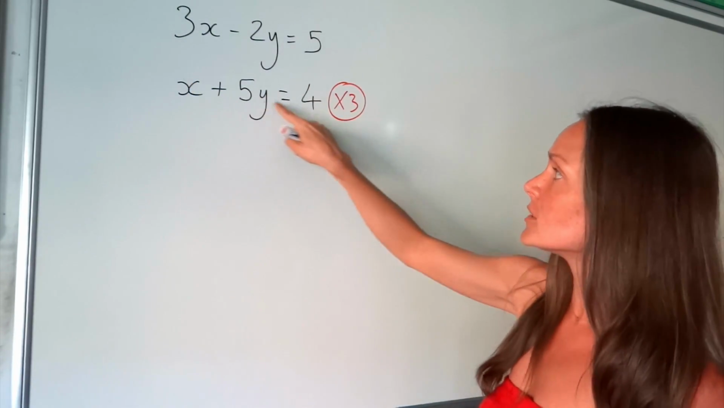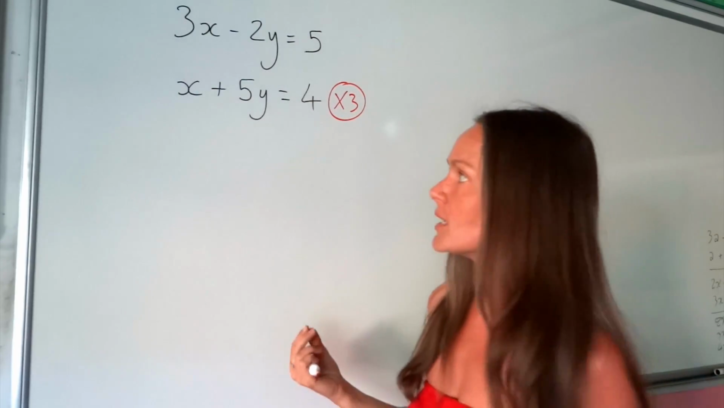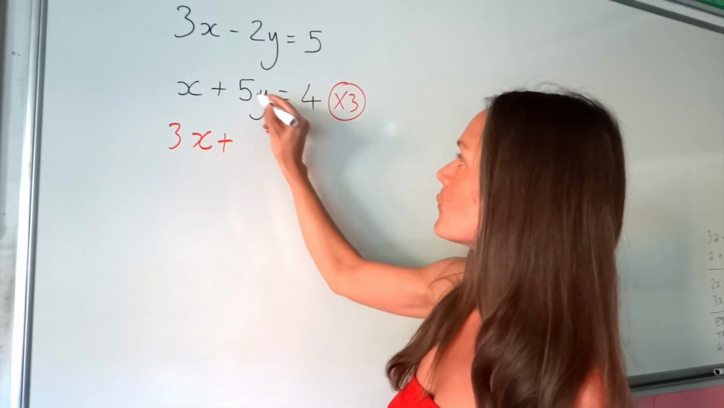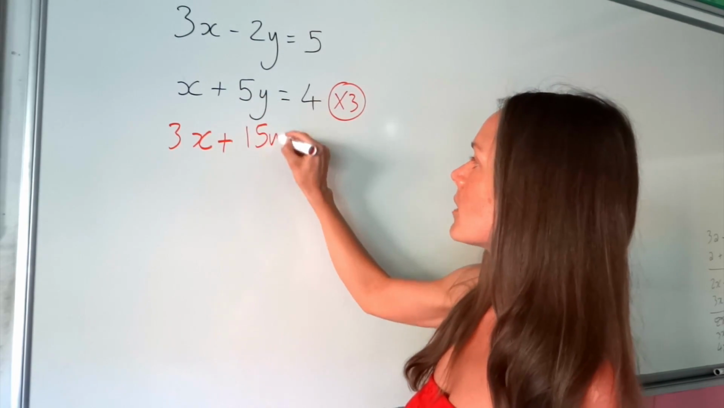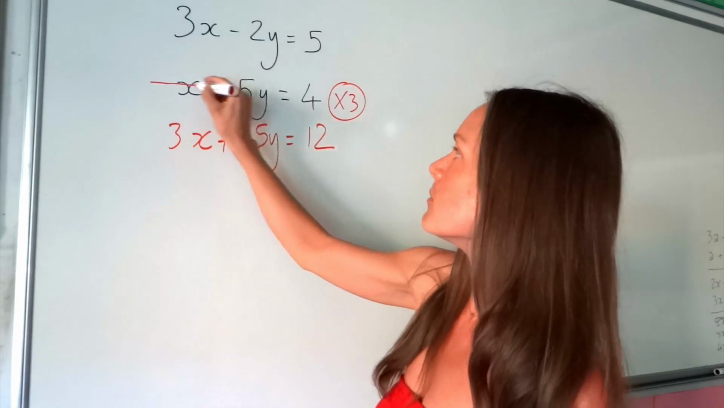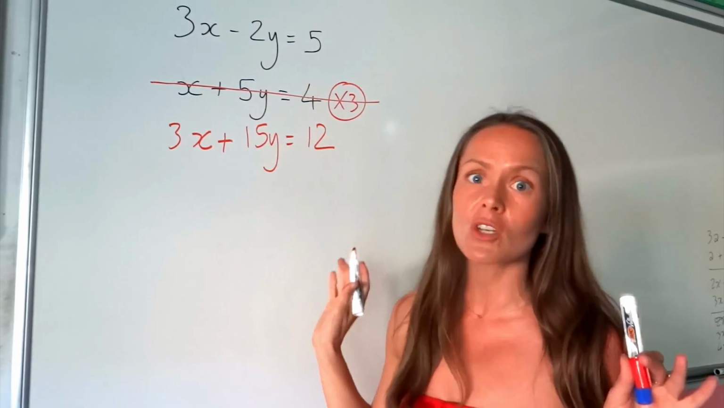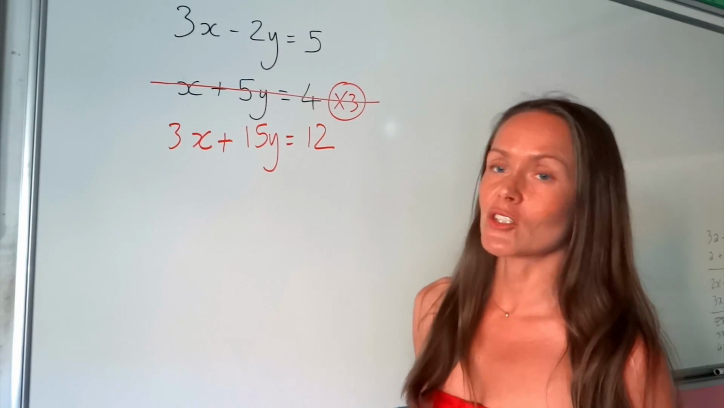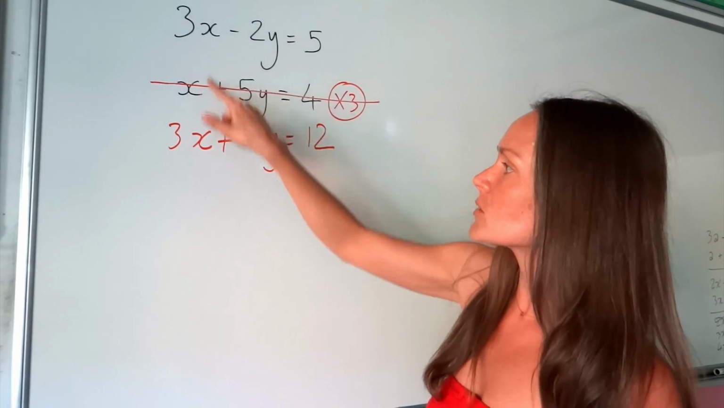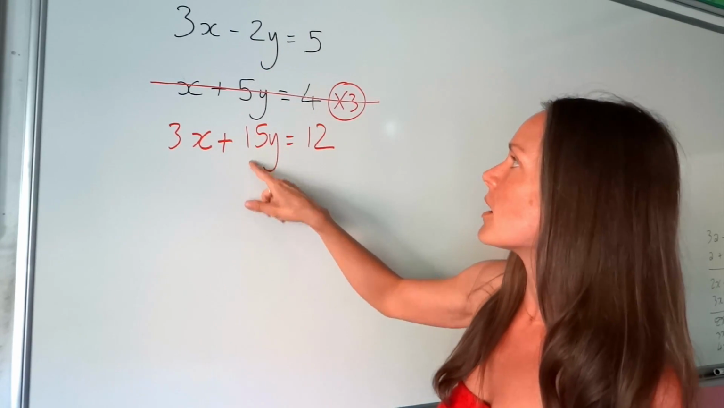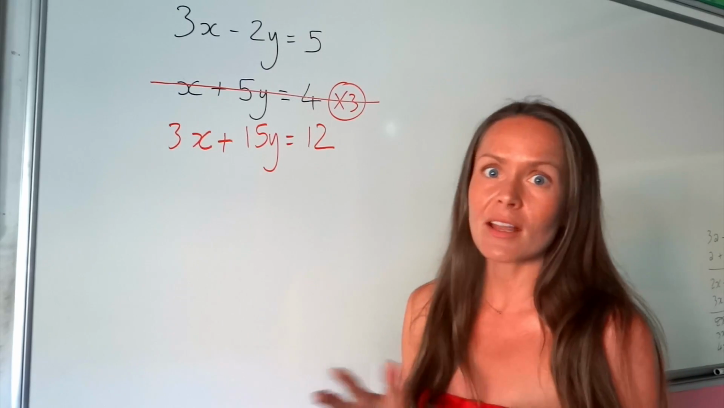I'm going to multiply every single thing in that equation by 3. So x multiplied by 3 is 3x, 5y times 3 is 15y, and 4 multiplied by 3 is 12. Now I've multiplied that equation by 3, I'm just going to cross it out for the moment. Now, if I add these two equations together, 3x plus 3x is 6x, minus 2y plus 15y is 13y. Nothing cancels out.